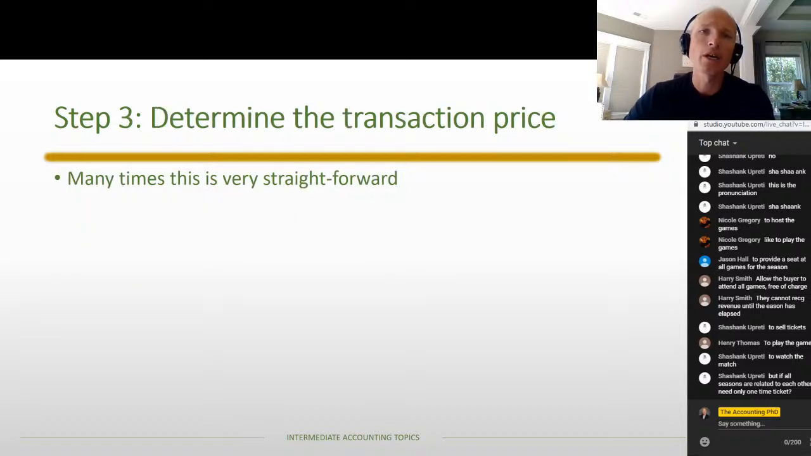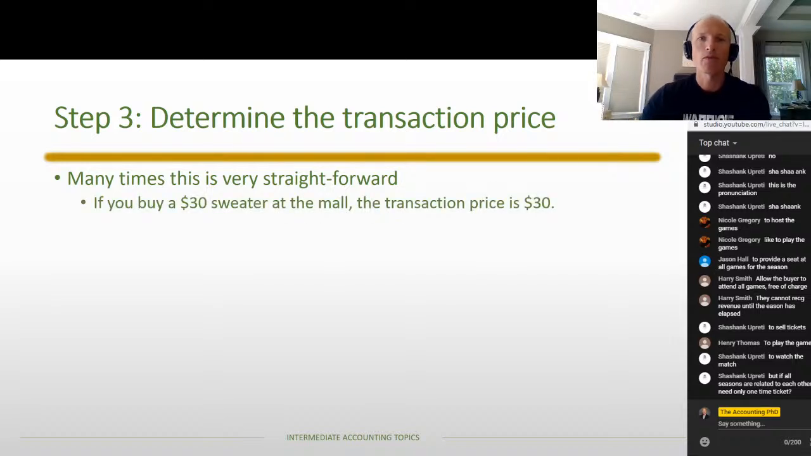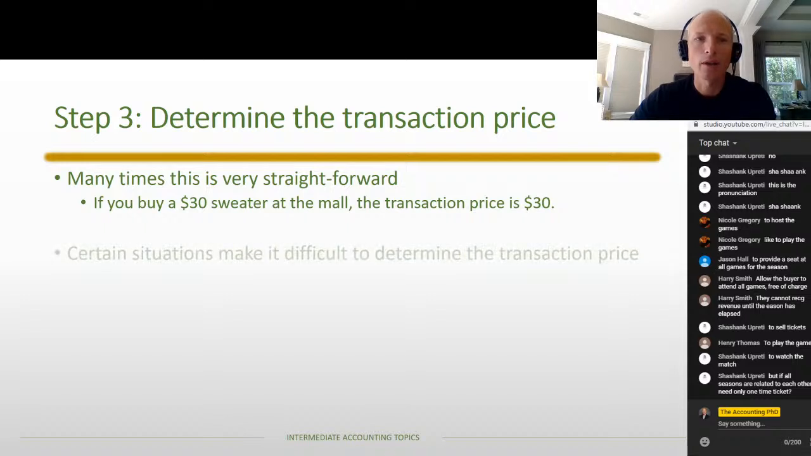So step 3 then is to determine the transaction price. Again, many times very straightforward. As an example, if I go to the mall and I buy a $30 sweater, it's fairly easy to determine that the transaction price is $30. There's really not a lot going on there. But certain situations can make it a little more difficult to determine the transaction price.